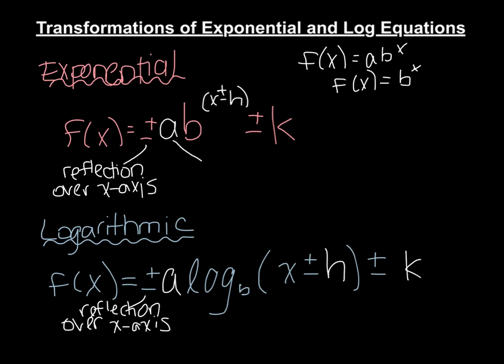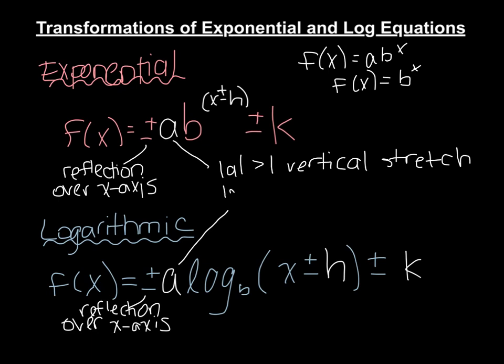Now the a term for both of these is important, because if the absolute value of a is greater than 1, that's a vertical dilation, but more specifically, it's a vertical stretch by a factor of whatever number it is. If the absolute value of the a term is in between 0 and 1, meaning it's a fraction in between 0 and 1, it's going to be a vertical compression, again by a factor of whatever that number is.